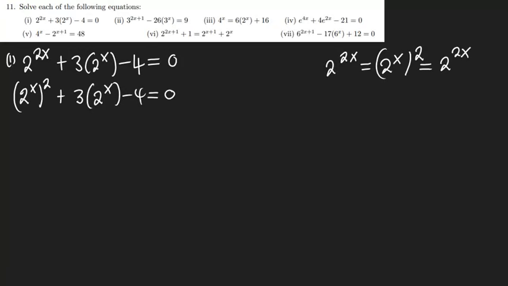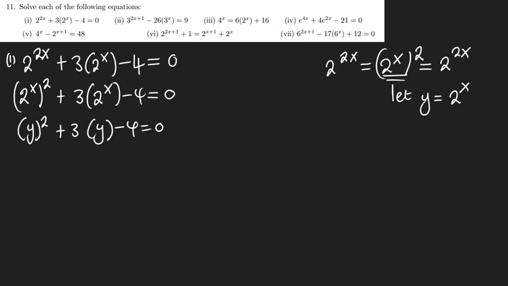Now, you can say let y equal to 2 to the power x. So that implies I'm going to put y in here, plus 3y, minus 4 equal to 0. This is just the same as y squared plus 3y minus 4 equal to 0. From here, I'm going to find the product and the sum. The sum is simply positive 3. The product is simply negative 4.